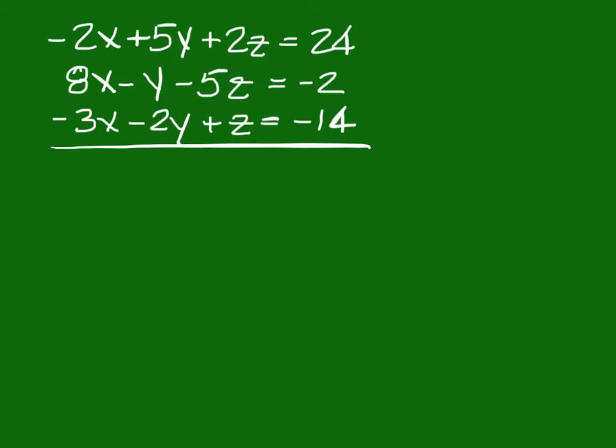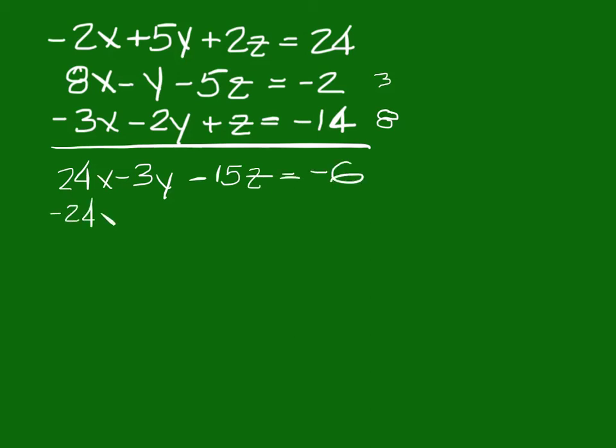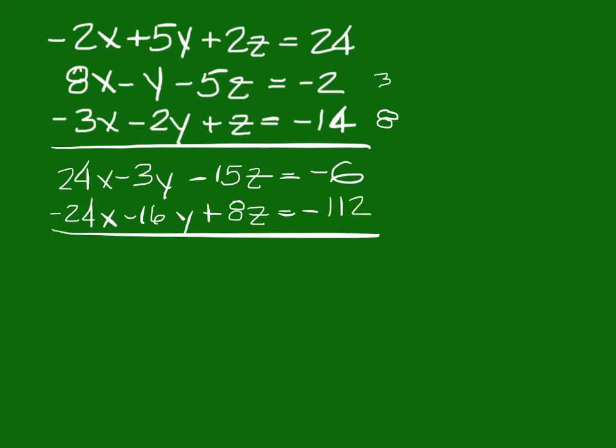On this part here, you should multiply this one by 3 and then this one by 8, and come up with 24x minus 3y minus 15z equals negative 6. And then on the bottom, negative 24x minus 16y plus 8z equals, and let's see, 4 14s would be 56, so that should be a negative 112. So you can compare that with what you have.